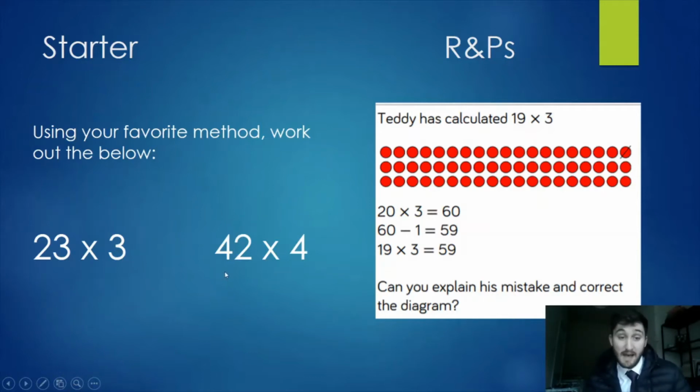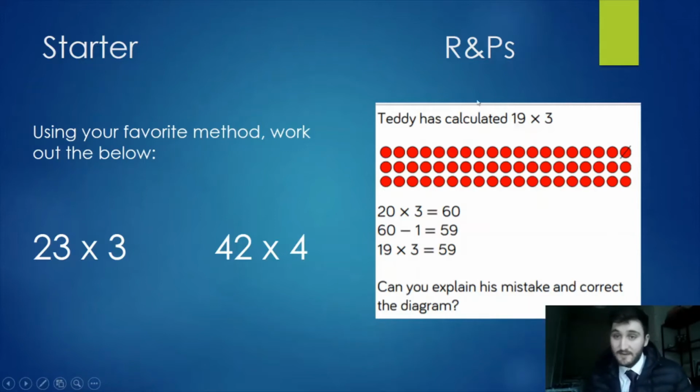Next, again, I would just partition 40 and 2. So I would do 40 multiplied by 4. Well, I know that 4 times 4 is 16. Multiply 16 by 10, I just move it one place value to the left, and it is 160. And then 2 multiplied by 4, I know that is 8. So 42 times 4 is 168.